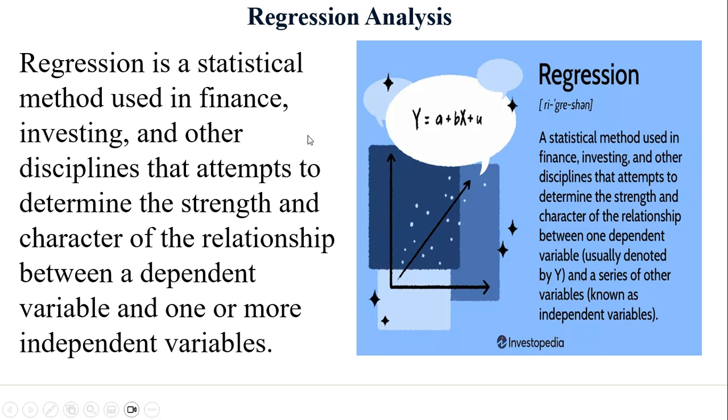So if you look at this diagram, it shows the definition we just gave, which is between what? One dependent variable, usually denoted by what? Y. Y is depending on X. And a series of other variables known as what? Independent variables. And these independent variables are denoted as what? As X.